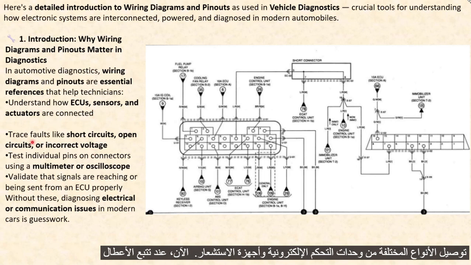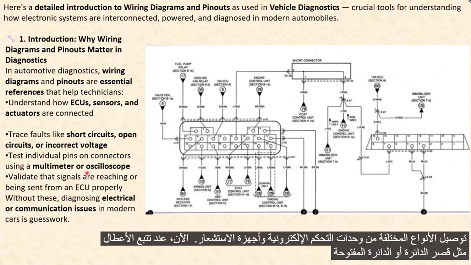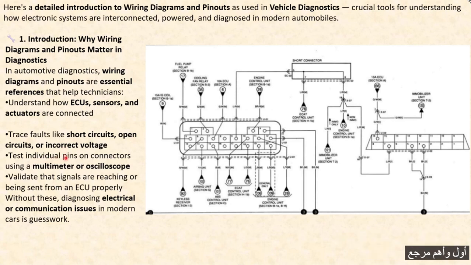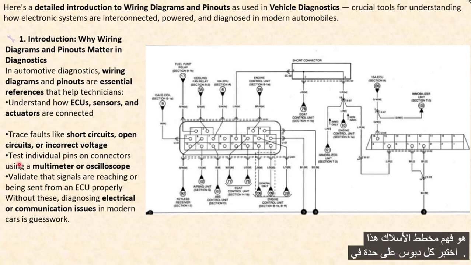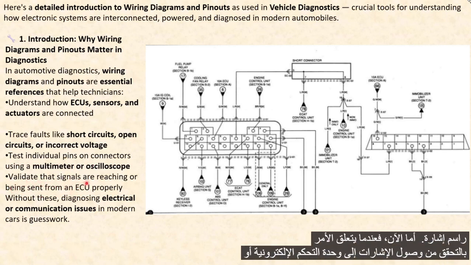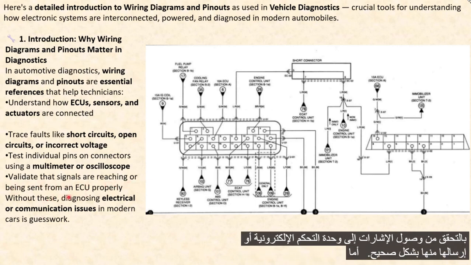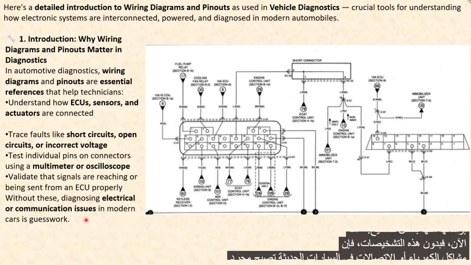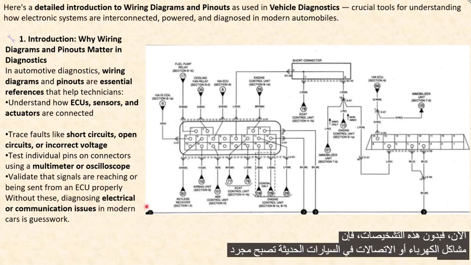Now, to trace faults like short circuits, open circuits, or incorrect voltage, whenever they happen, the first and foremost reference material is the wiring diagram. Test individual pins on connectors using a multimeter or oscilloscope, to validate that signals are reaching or being sent from an ECU properly. Without these, diagnosing electrical or communication issues in modern cars is guesswork.